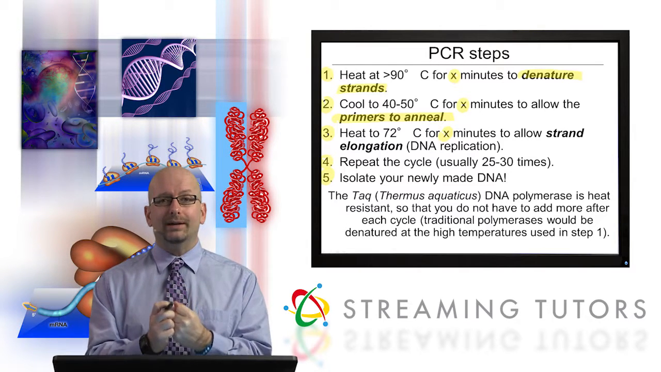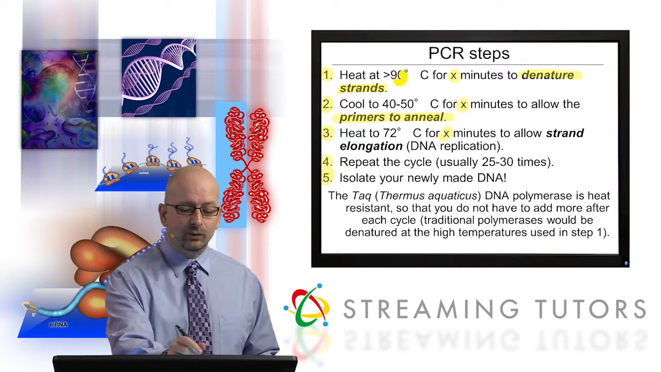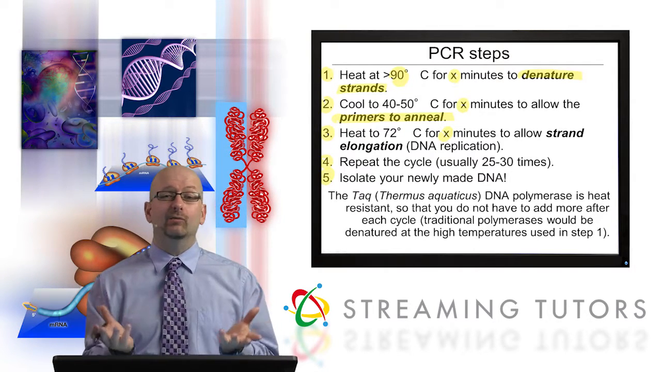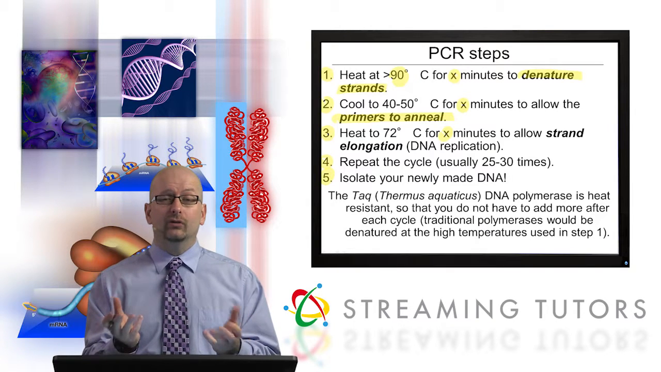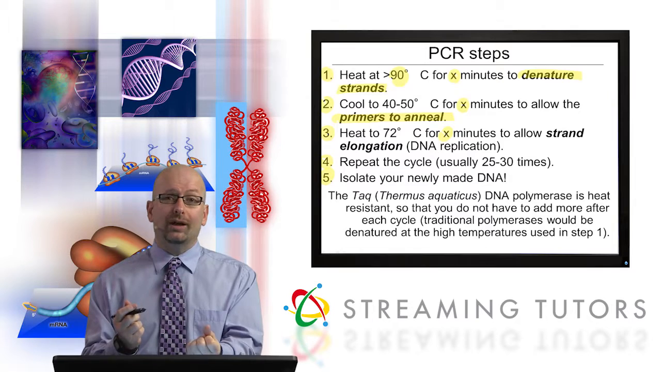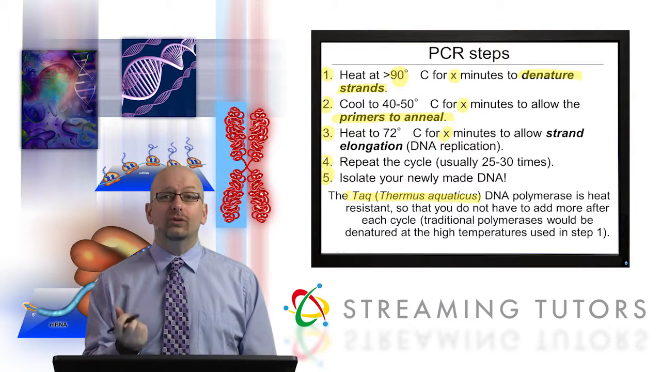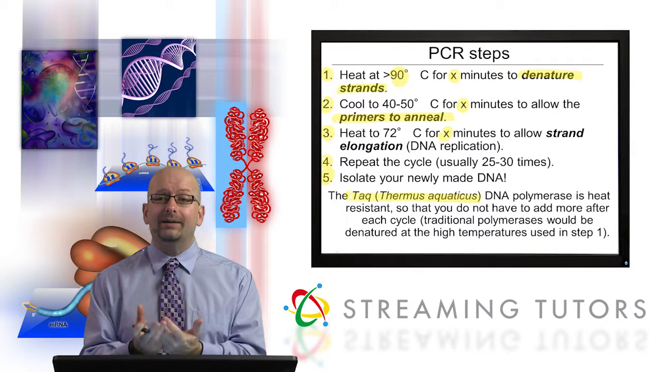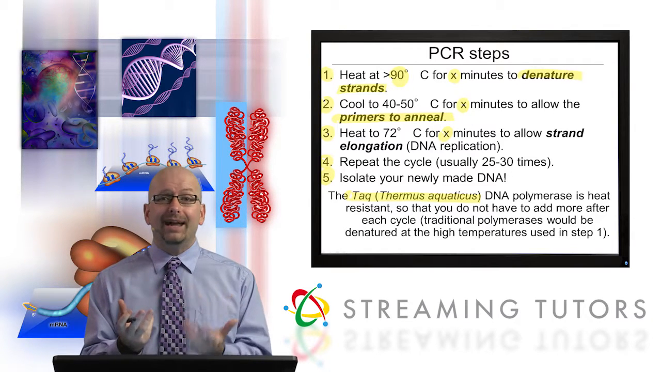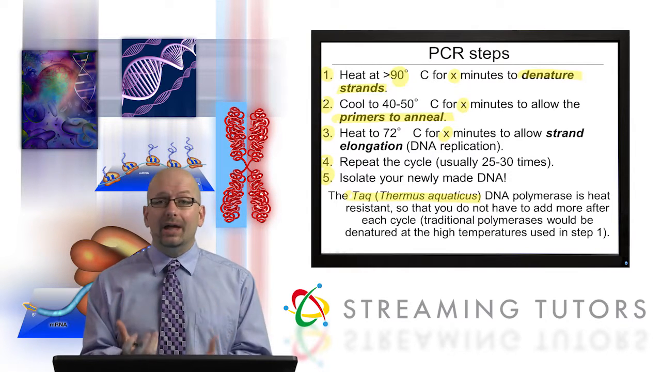They originally used regular DNA polymerase, and obviously if you heat that up to 90 degrees, it becomes irreversibly denatured. So they'd have to add new enzyme after each cycle. The discovery of Taq, it's heat resistant. It's stable at very, very high temperatures, so you don't ever have to add any more, even at 90 degrees. I know it sounds crazy. It does not get denatured.